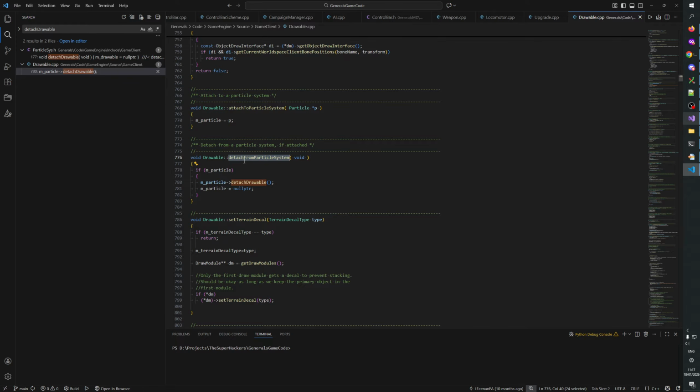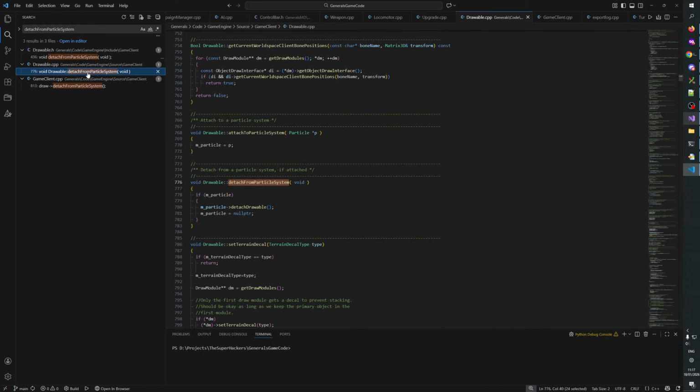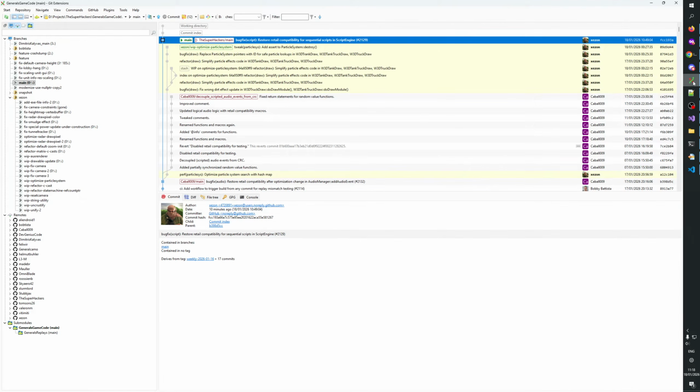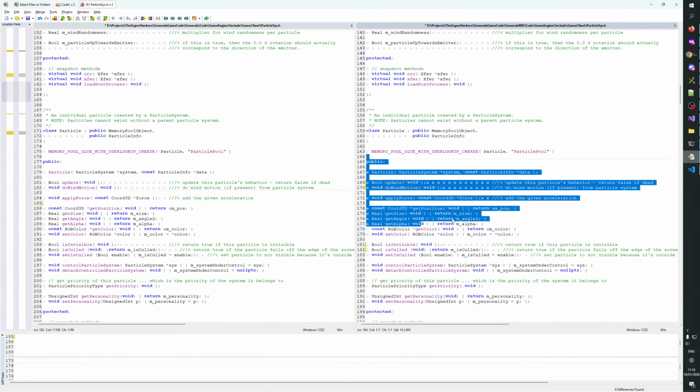And is that also used? Destroy drawable. Detach from ParticleSystem. Detach drawable. Well, let's go with this for now. I don't know the context yet, but let's remove it. Okay.